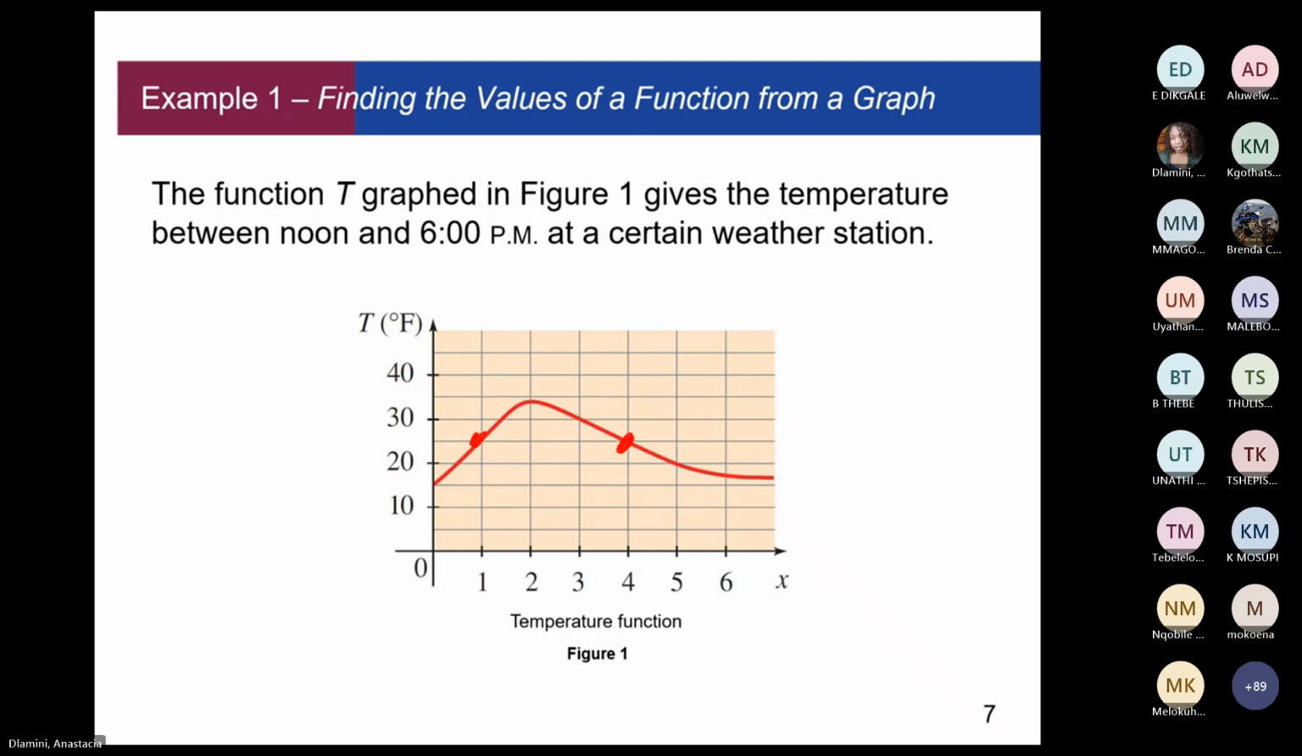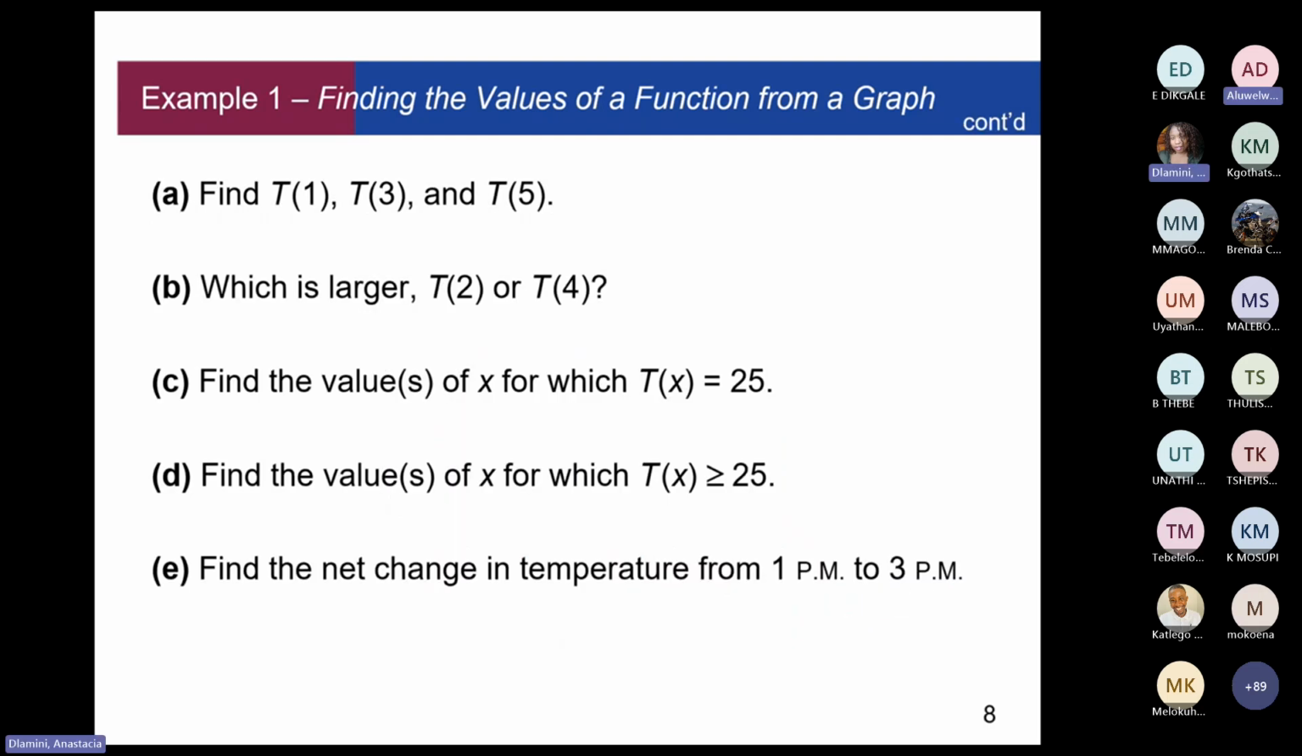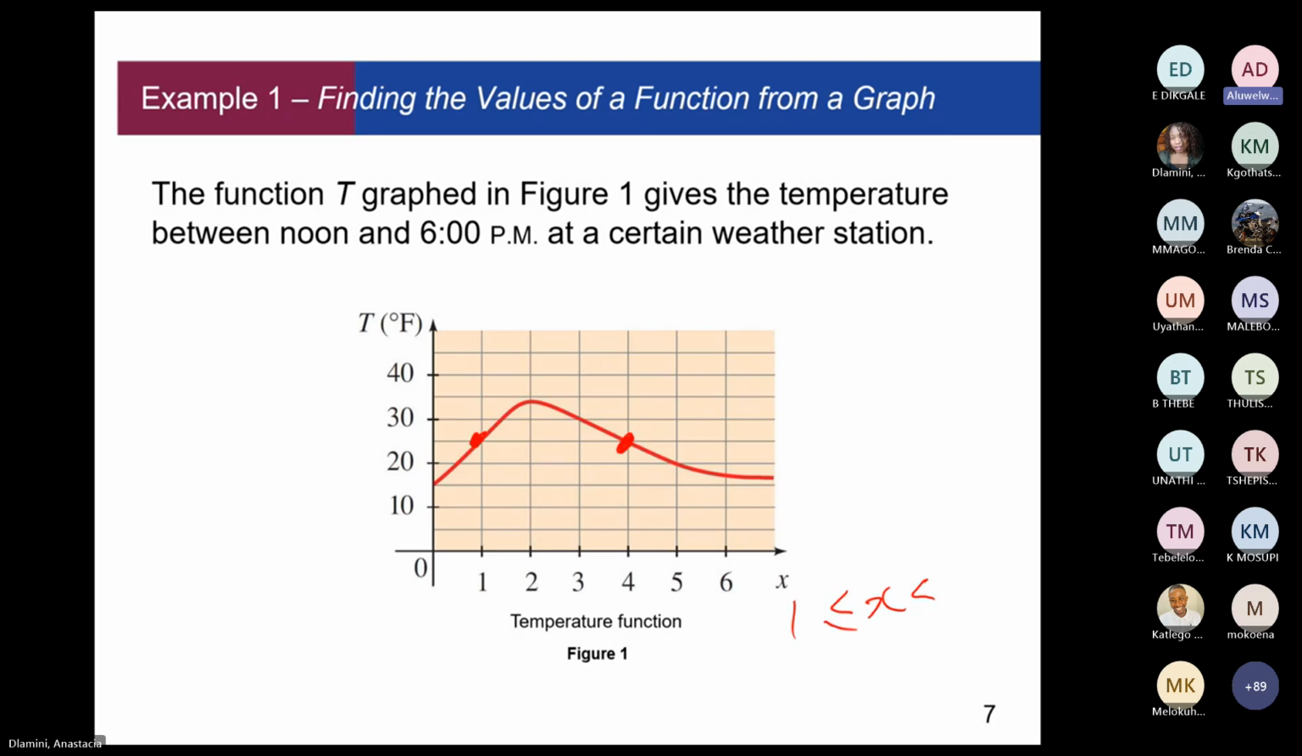T2, T3. x is greater than 1 and less than 4. Well done. Is 1 and 4 included? No, they're not included. Are we all together? Yes. Look at this, between 1 and 4.